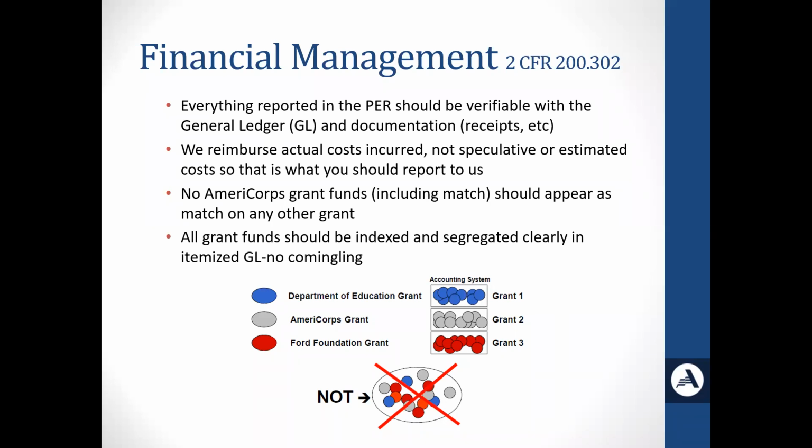Now, AmeriCorps does not let you match AmeriCorps funds against other funders. So nothing that's being used on the AmeriCorps grant, whether it's match or federal funds, should appear as match for any other grant. So all the grant funds should be indexed and segregated clearly in an itemized general ledger. You can see that little graphic if you're a visual person.